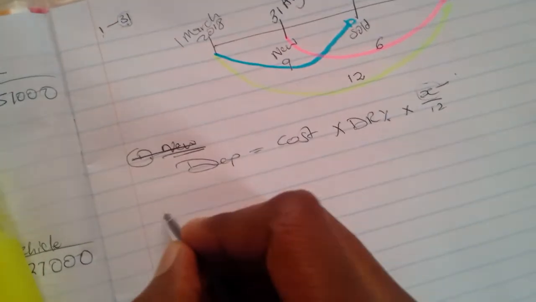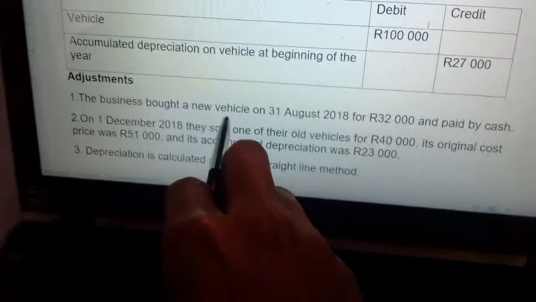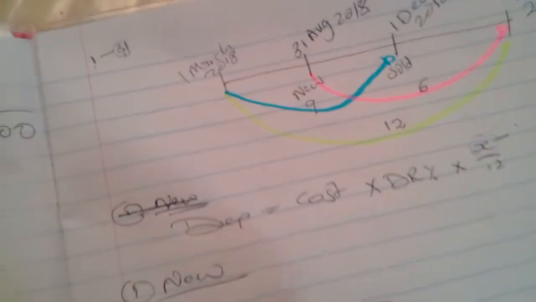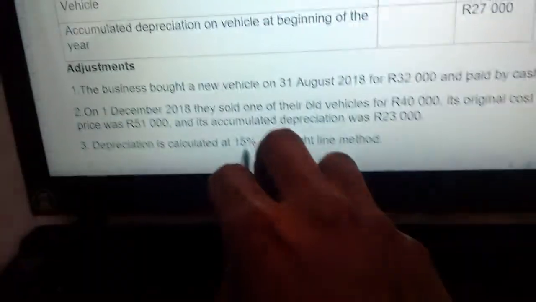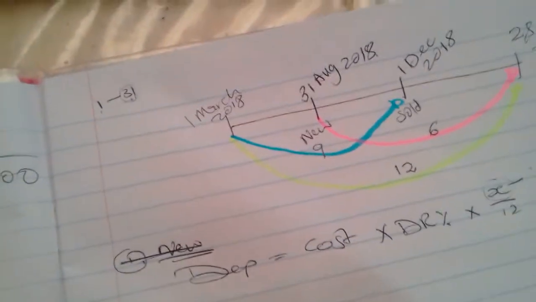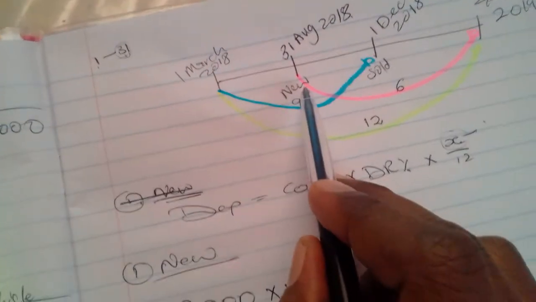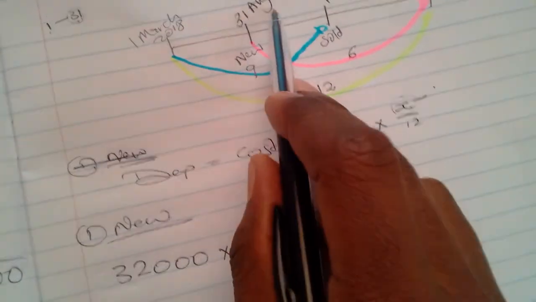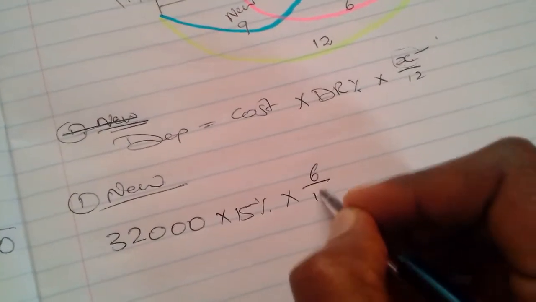So now when you are calculating for the new asset, you say cost of how much? They said they purchased this asset for 32,000. It means you say 32,000 multiplied by depreciation rate of how much? We are given 15%. You say 15% multiplied by x. How much is x? We are talking about the new one. The new one has been inside the business from 31 August 2018 until 28 February. It means for 6 months. It means 6 over 12.